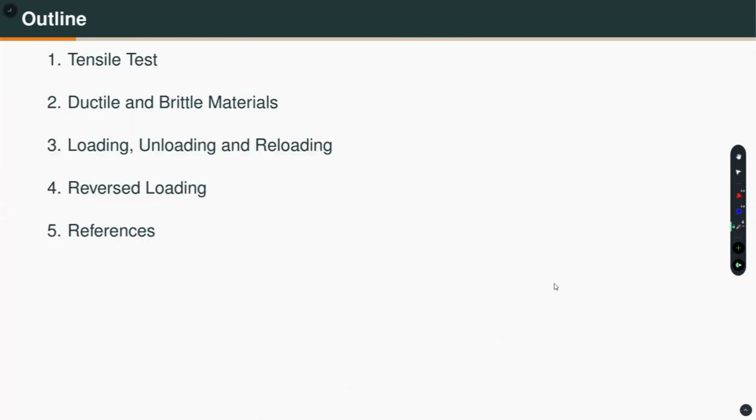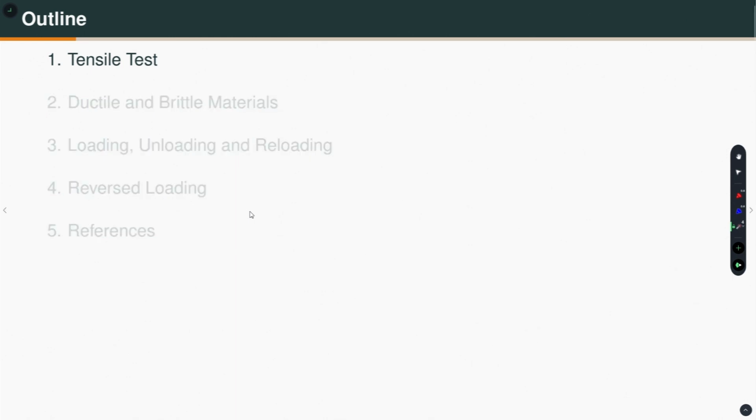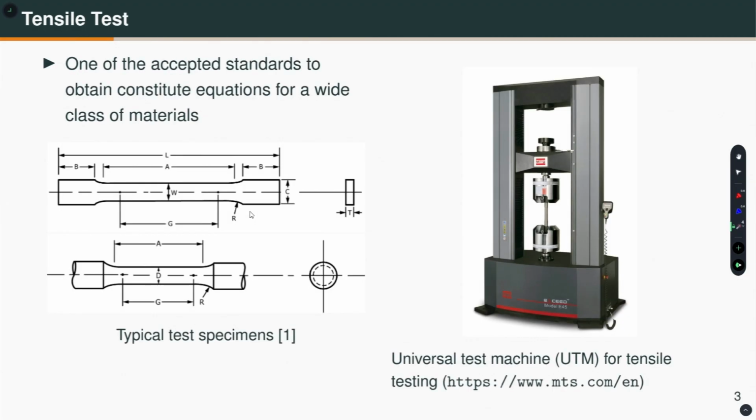In this lecture, we will talk about the tensile test of metals, and then we will look at brittle versus ductile, loading, unloading, reverse loading, and so on. This is basically the beginning of our journey on the material nonlinearity. Let us start at a very basic level of tensile test. I am sure many of you, or maybe all of you, have done the tensile test of a mild steel coupon in your undergraduate laboratory course.